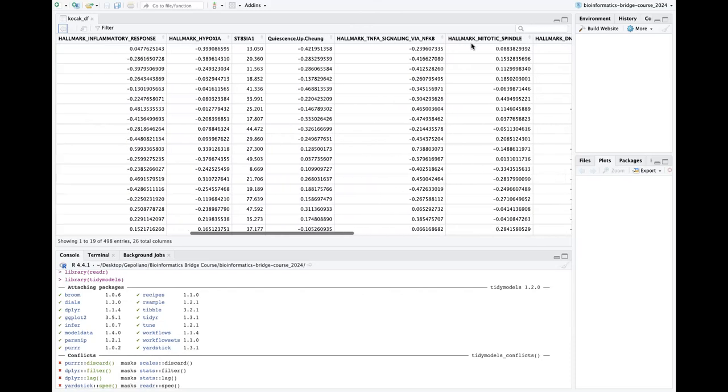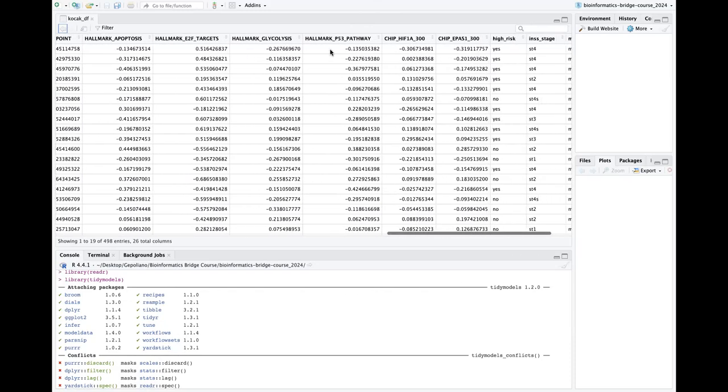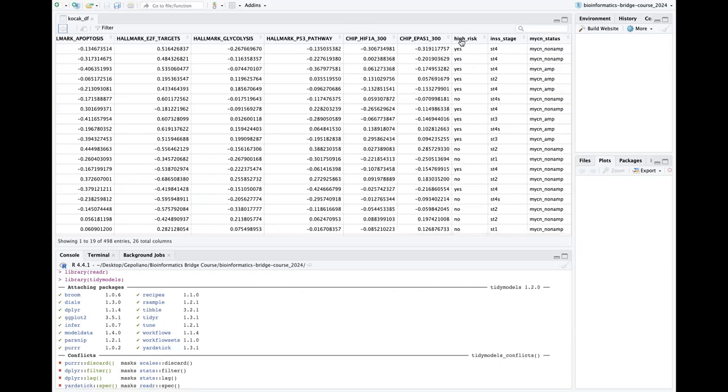There's also hallmark TNF alpha signaling, and so on and so forth. And we have high risk. We have INSS stage. Jose, by the way, this is a more than two outcomes possible. I think it would be interesting to take a look at to understand if the algorithm can use this variable instead, but we have to do some modifications to do that. And also here I have the MYCN status. Remember that these are the clinical variables that we discussed a while ago.